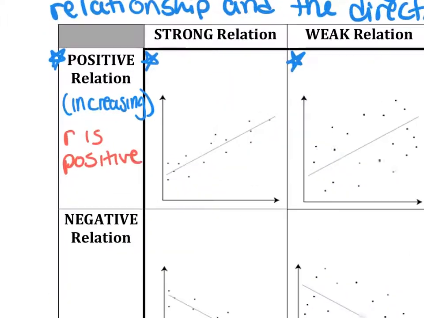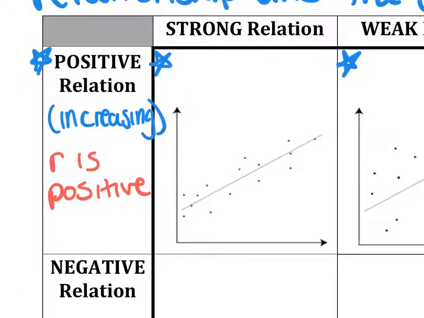Now if we look at the strong relation box, all of the points of your scatter plot are pretty close to the line. They look very linear. That is what makes it a strong relation. So points close to line. When we have a strong positive relation, our correlation coefficient is approximately equal to +1. So positive because it's a positive relation, and it's close to 1 because it's a strong relation. So anything close to 1, like 0.8, 0.9, the closer to 1 you get, the stronger it is.